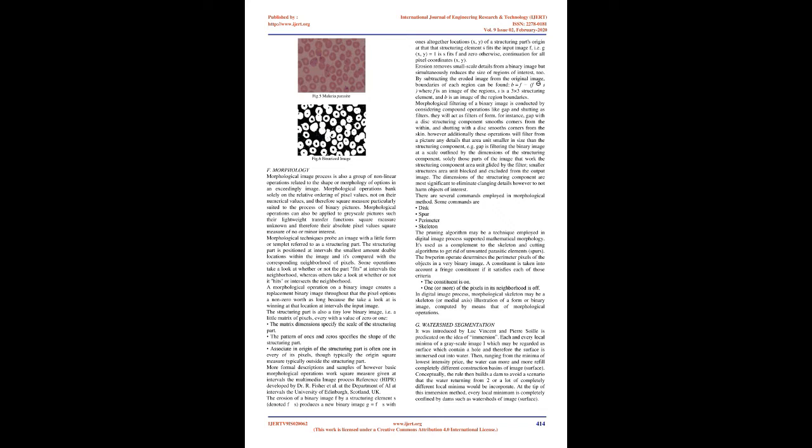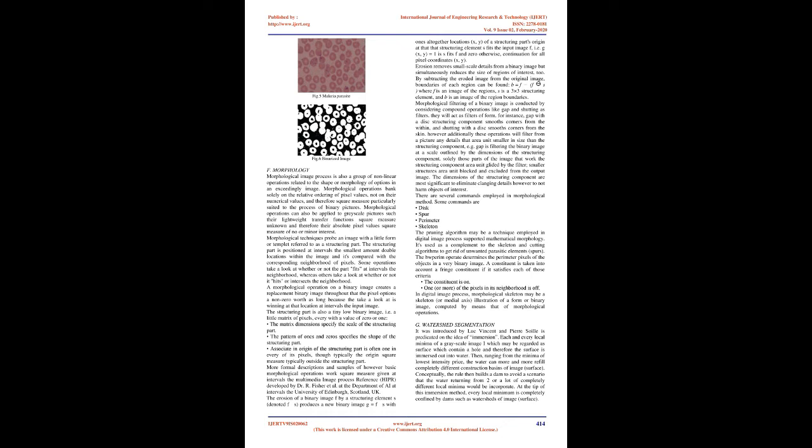The structuring element is a small binary image, i.e. a small matrix of pixels, each with a value of 0 or 1. The matrix dimensions specify the size of the structuring element. The pattern of ones and zeros specifies the shape of the structuring element. An origin of the structuring element is usually one of its pixels, although generally the origin can be outside the structuring element.